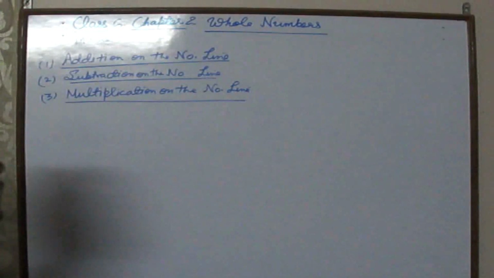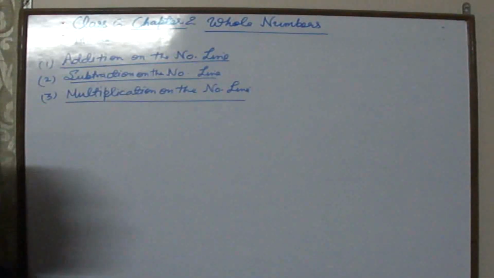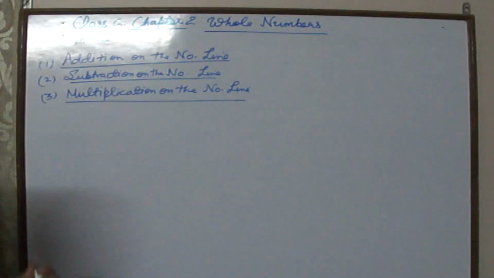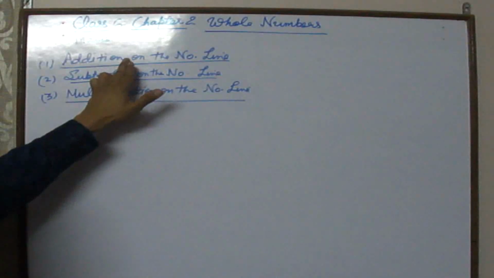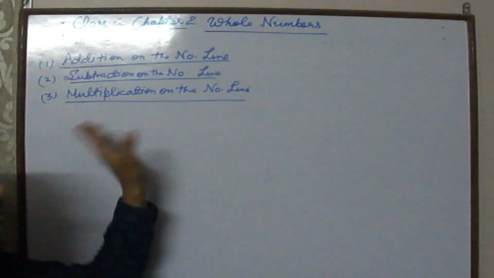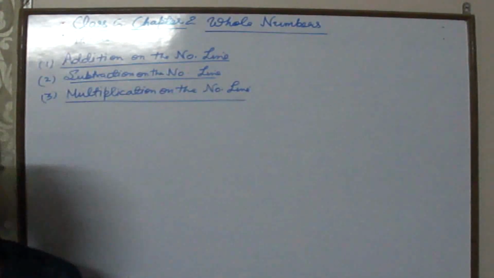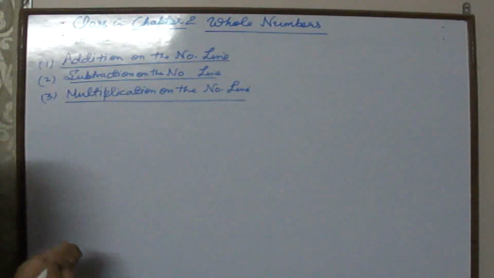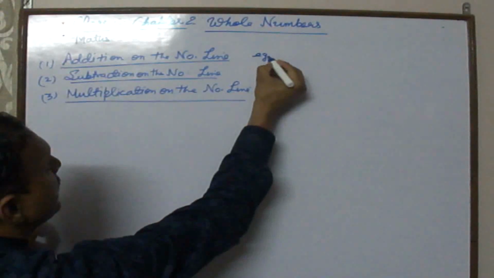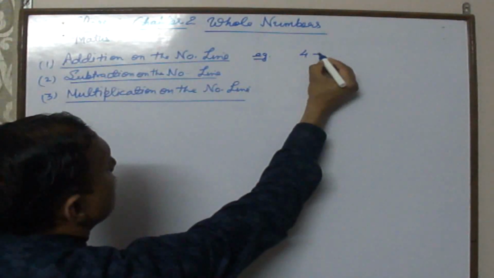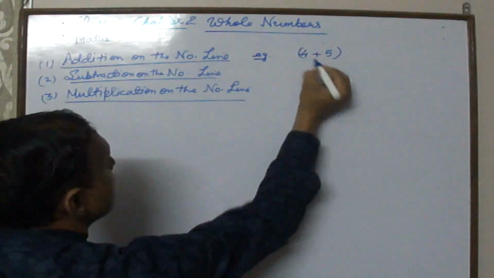Now we'll study addition on the number line, how to add numbers on the number line. First of all, we'll study three topics: addition on the number line, subtraction on the number line, and multiplication on the number line. We will study all three one by one. Let's start with addition. Let us take one example: I have to add 4 and 5 on the number line.